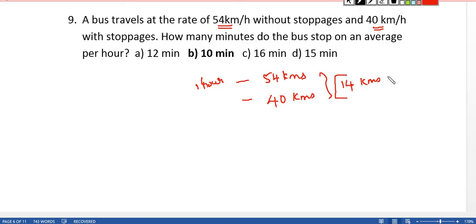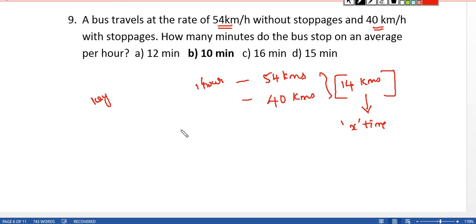Okay, and how much time would it take the bus to travel this 14 kilometers? Say, for example, it takes X time for the bus to travel 14 kilometers. Can you see that this X time that it would take the bus to cover 14 kilometers is the same as its waiting time? Okay, that's the key concept here. The time taken to cover these 14 kilometers is the same time that it waits. So that's the concept here.